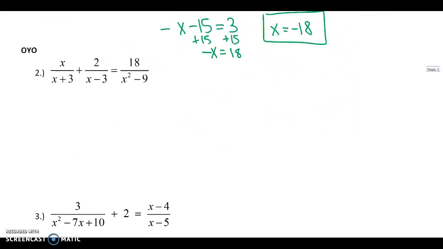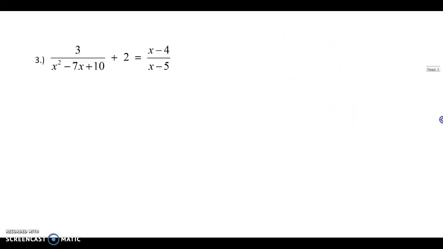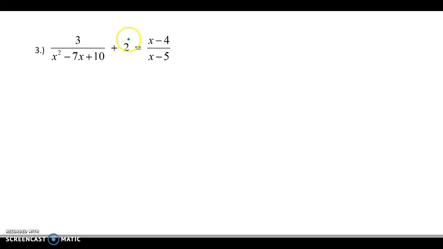I'm going to leave number 2 for you to try on your own because it's very similar. Now the next one is a little bit different. So we've got just a number here. That's really like, if you want to make this fraction, 2 over 1. And if we want to add these things together, we're going to use our skills from rational expressions and simplifying them and add fractions. To add fractions, you need a common denominator.